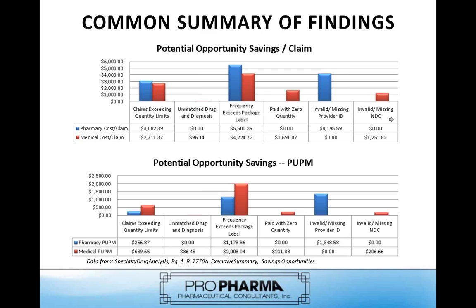And then, of course, invalid or missing NDCs, as I've indicated, is a problem in medical, and the expectation is that this will effectively go away over the next couple of years.